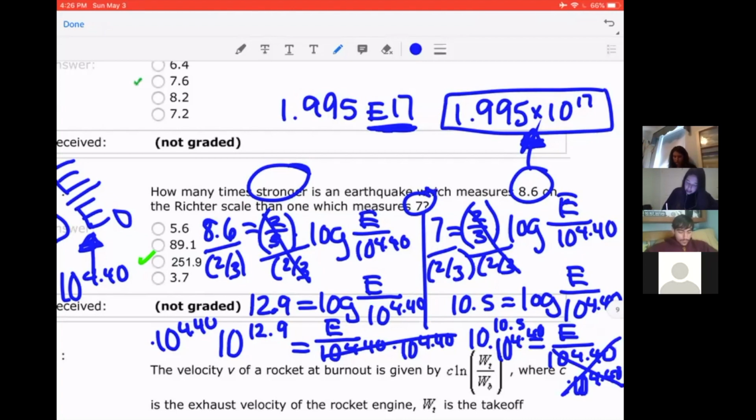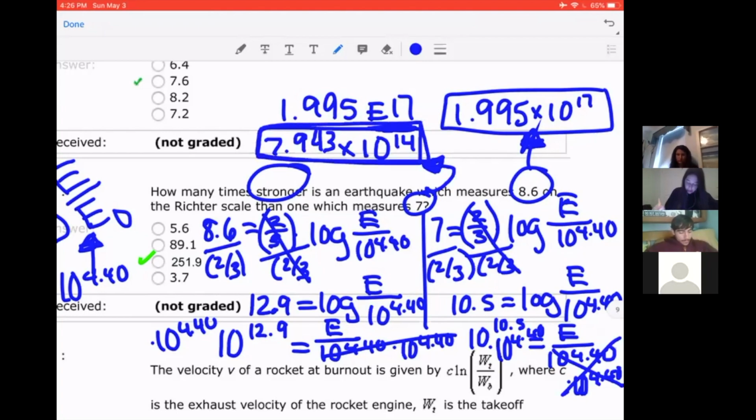So this intensity now for my 7, or the strength for my 7 earthquake, would be 7.943 times 10 to the power of 14. Okay? So there we go. But again, they're asking how many times stronger. So times implies multiplication. So to find the answer, what do I need to do? Divide. Exactly, because I'm going to do the opposite operation. So I'm going to divide.